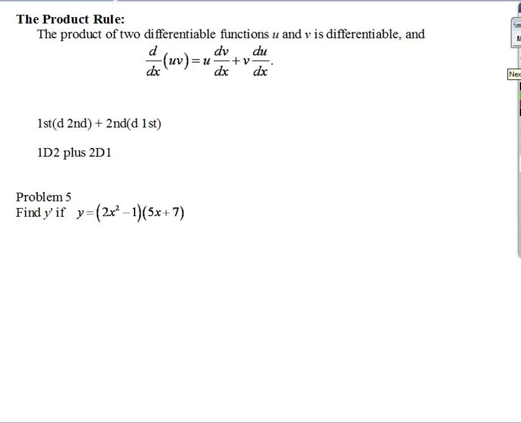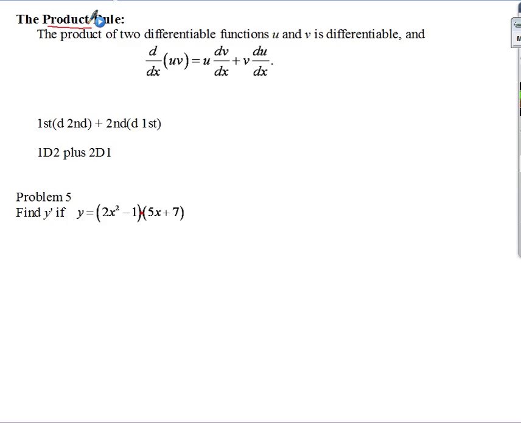Okay, here's where we have some new information that we have to go through. The product rule. I hope you realize that not all functions are going to be those equations, 2x squared plus 5x minus 3. We're going to have complex equations like problem 5. And problem 5 is way complex. We have this multiplication here. This is a product, hence the reason why we need the product rule.